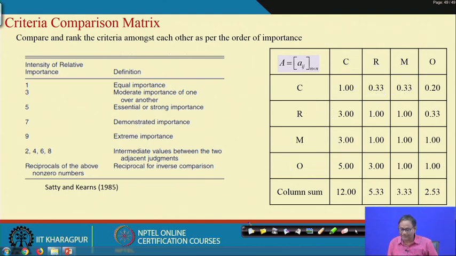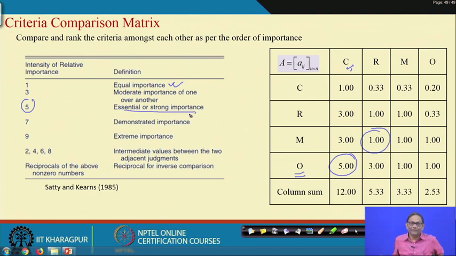So, let our values be like this. What does it mean? If I take this value, what is the meaning? That means maintainability and reliability are of equal importance. If I take this, what is the meaning? That means operability is 5 times more important than cost. This is 5, strong.